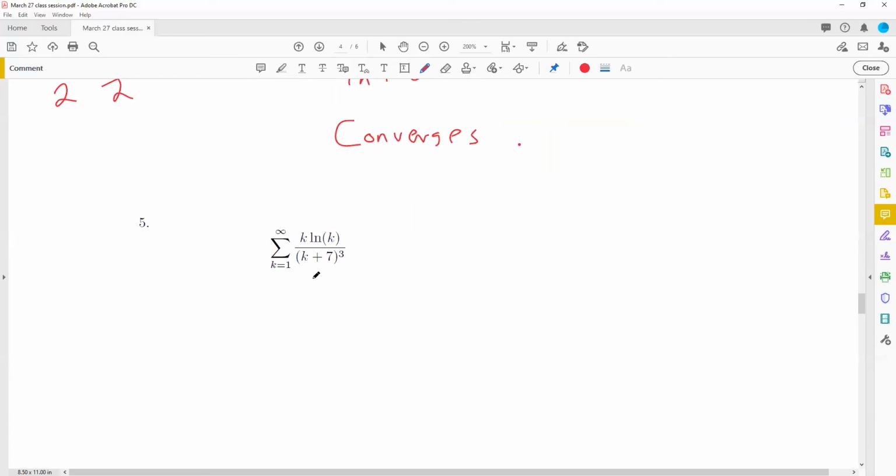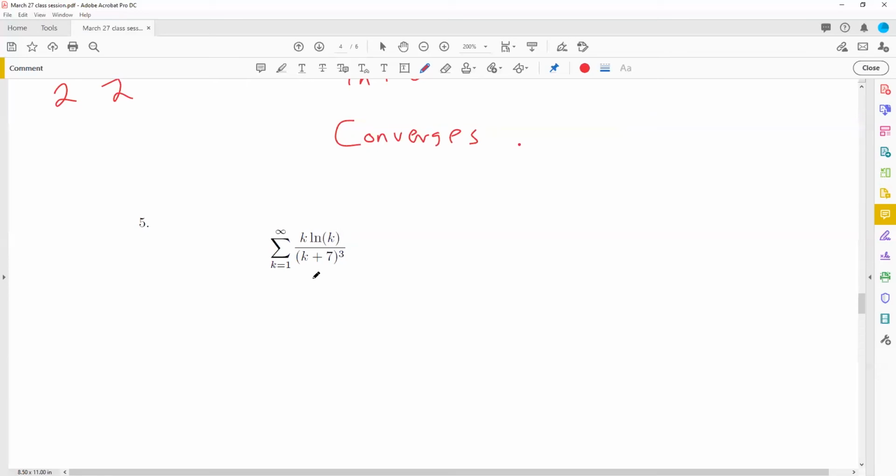What do you want to compare it with? K cubed. Actually, maybe K squared. 1 over K squared. Compare this with 1 over K squared? I think. The log K kind of messes you up though. I didn't see that log K. I don't know what to do there.